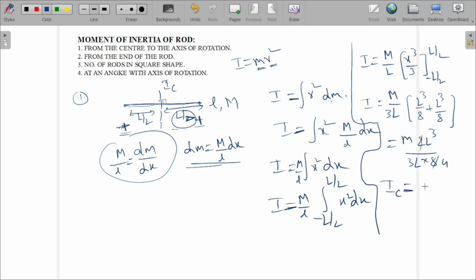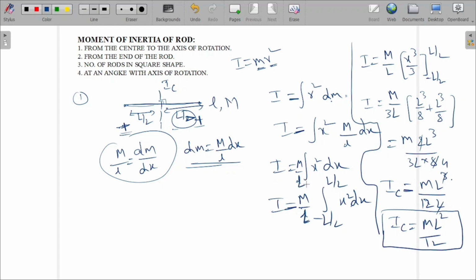So at the center of mass, it is m L cube. 4 3s are 12, so m L cube by 12 L. Here L gets cancelled. So IC equals m L square by 12. Okay, so this is the total length. Here small l and capital L, there is no difference, both are the same. Take it as capital L. Okay, clear, right?